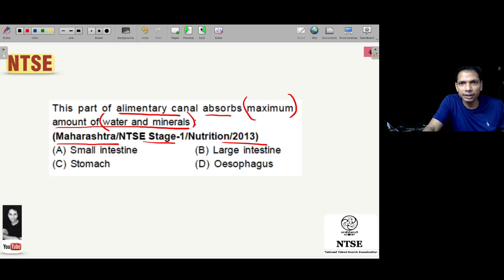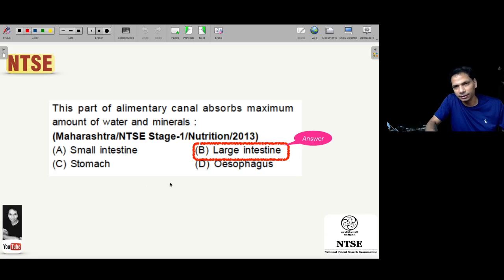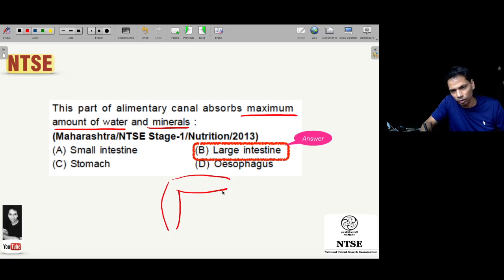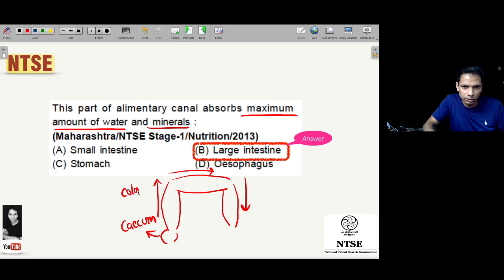So again, the answer here is the large intestine, right? We're talking about the maximum amount of water and minerals. The large intestine, as you know, has the ascending colon, transverse colon, and descending colon. You have a cecum, and these are the different parts of the colon. Then you have the rectum, and finally the anus.